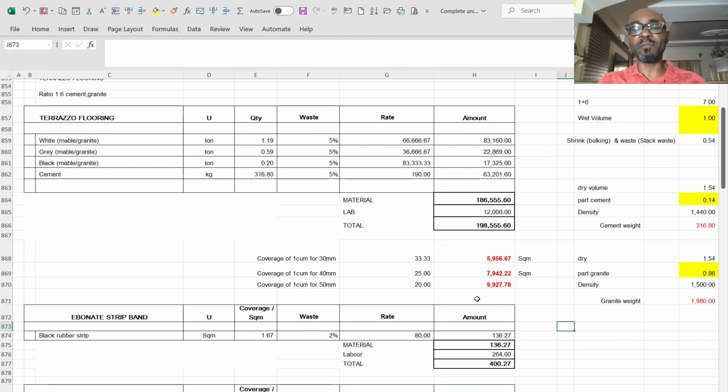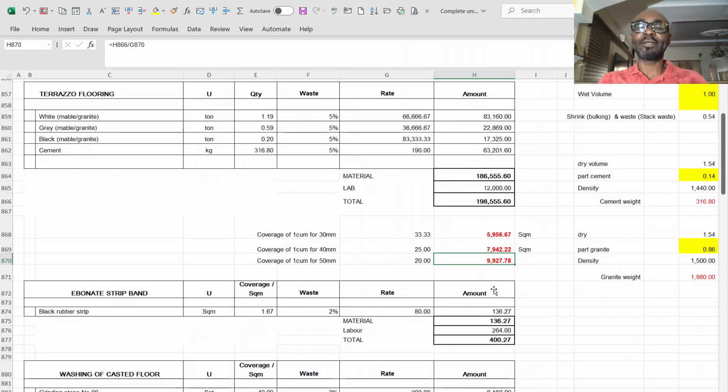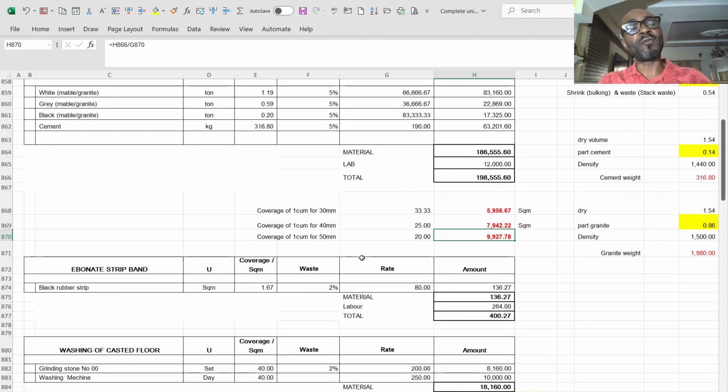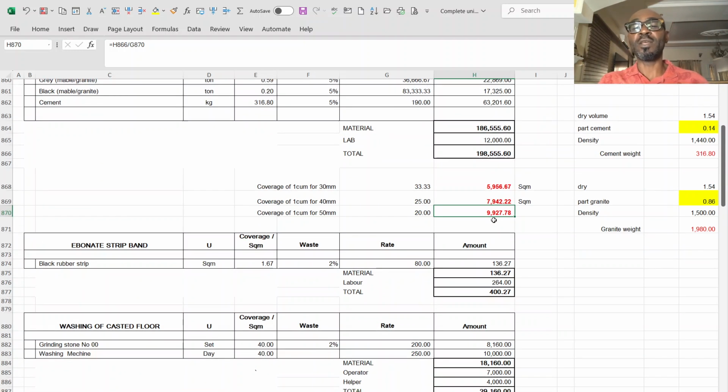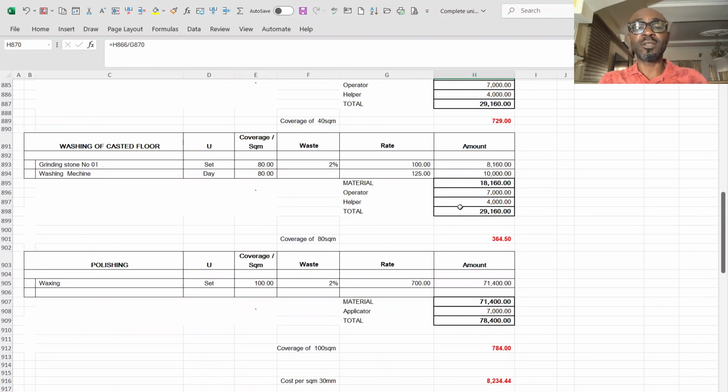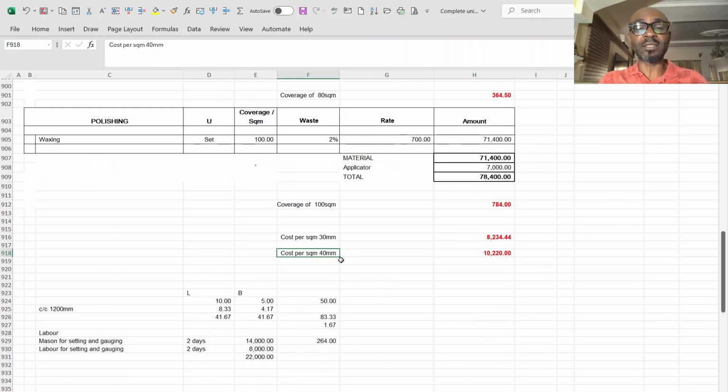So for a 50 mm is 9,925.78 naira. So even if you want to go for a 70 mm, the same thing you do. The volume, this is in cubic meter, then you know what is the coverage of 1 cubic meter for a thickness of 70. You now divide it by the rate, it gives you what the cost will be.